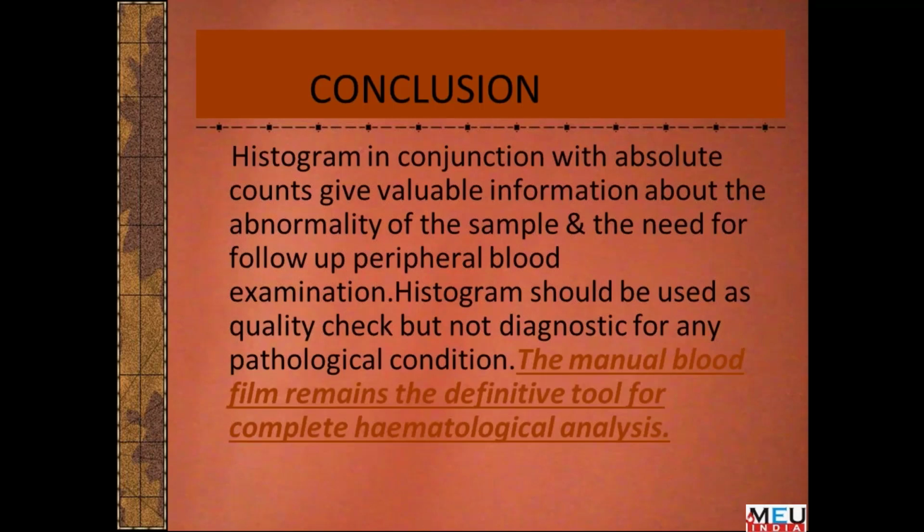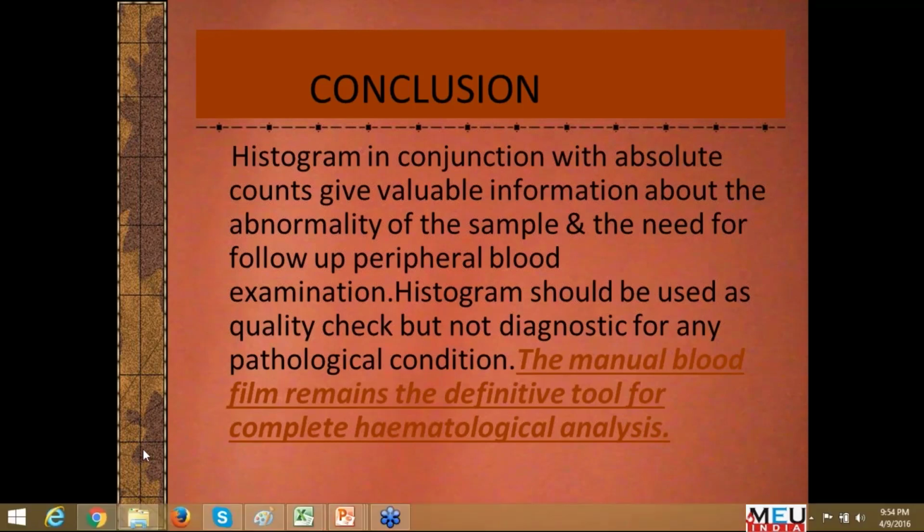So in conclusion, histograms in conjunction with absolute counts give valuable information about the sample. However, the manual film remains the definitive tool for complete hematological analysis. There is nothing which can replace the manual examination with the human eye.